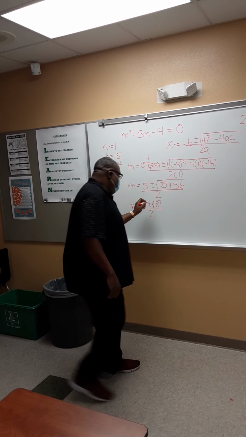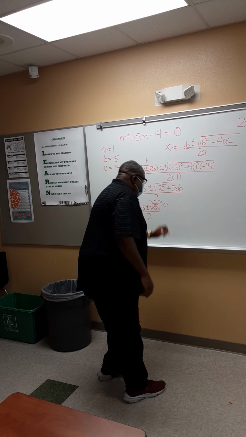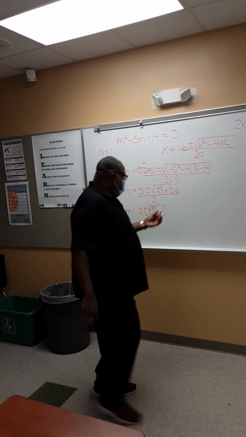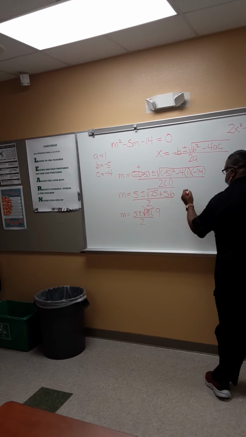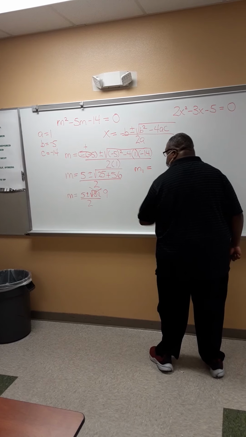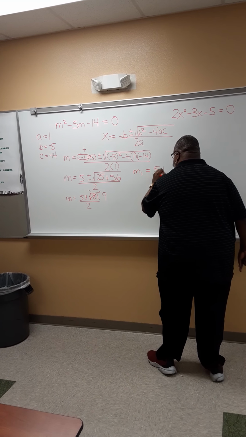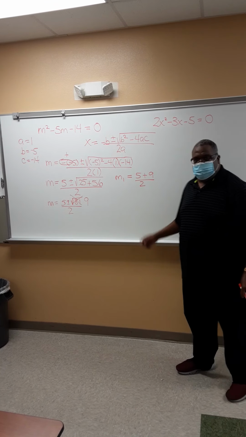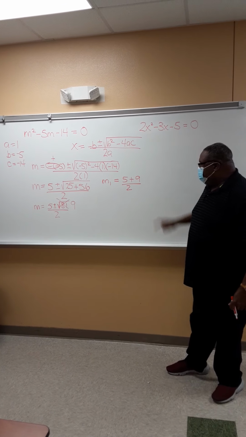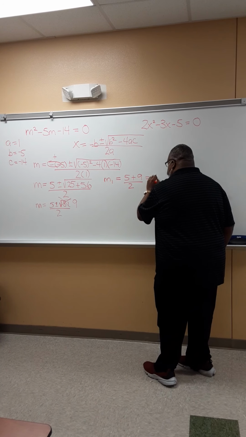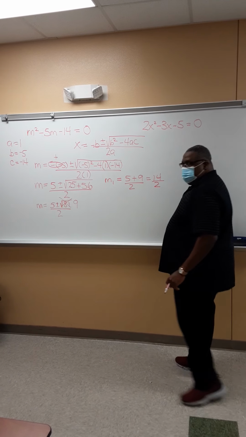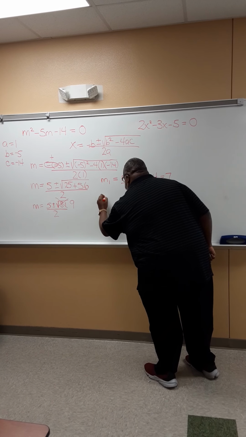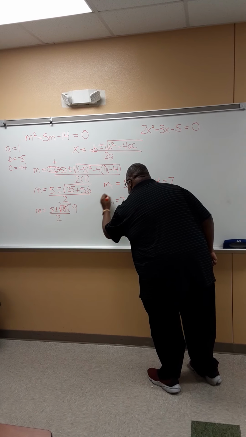So I'm going to cross this out and write 9 there. Okay? So I have two answers there. Here's the first one, M1. 5 plus 9 over 2. So I want to figure out what this answer is. 5 plus 9 is 14 over 2. 14 divided by 2 is 7. So M1 equals 7.